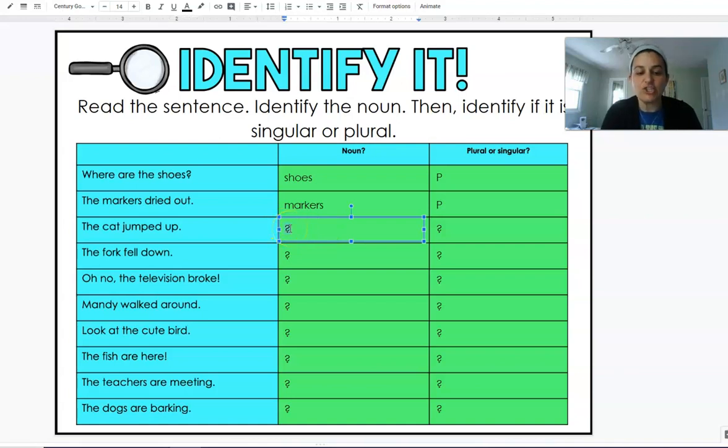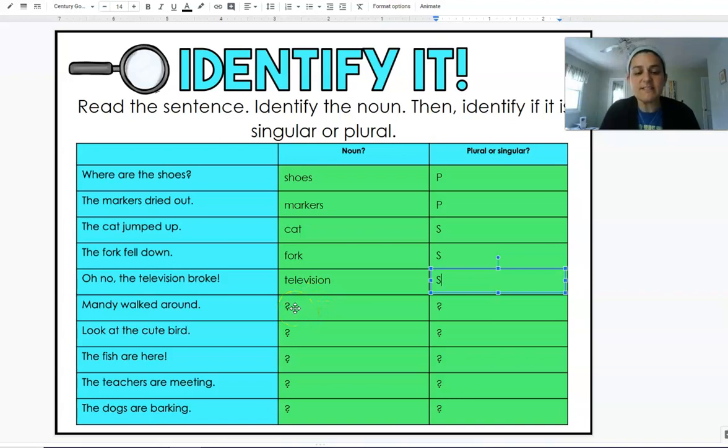Next is the cat jumped up. The noun in that sentence, the person, place, thing, or animal, is the word cat. Okay, because it is an animal, or we could call it a thing, but it's an animal. And in that sentence, it just says the cat. So that tells me that there's only one. So I'm going to turn that into an S. It's a singular word. The fork fell down. The noun is fork. There is only one fork, so it is singular. Oh no, the television broke. The noun is television. And there's only one, so we say that it is singular.